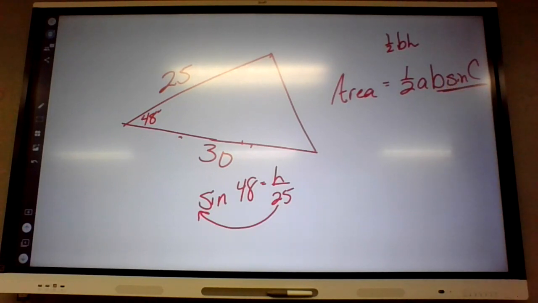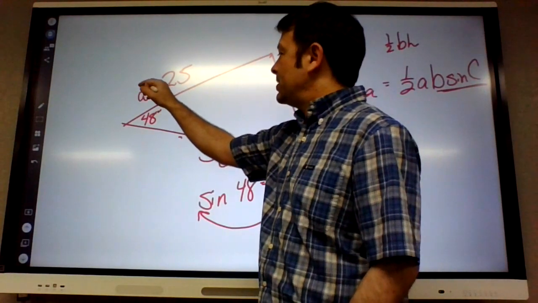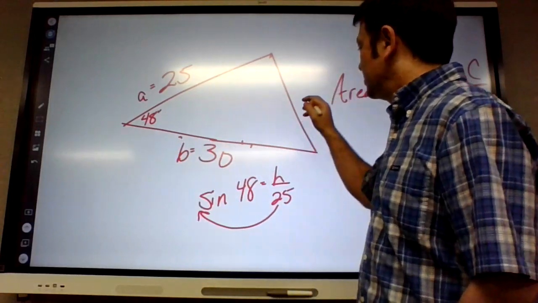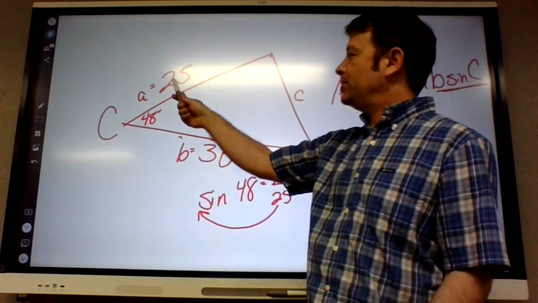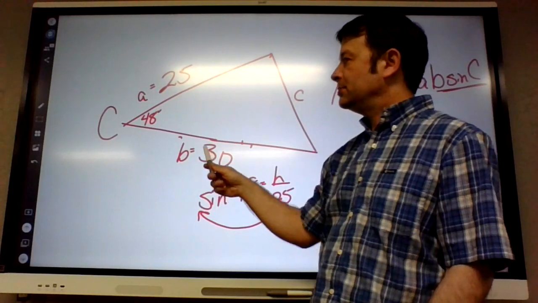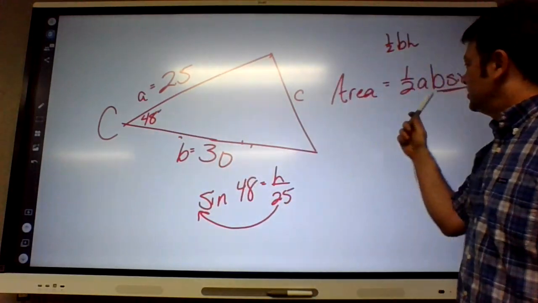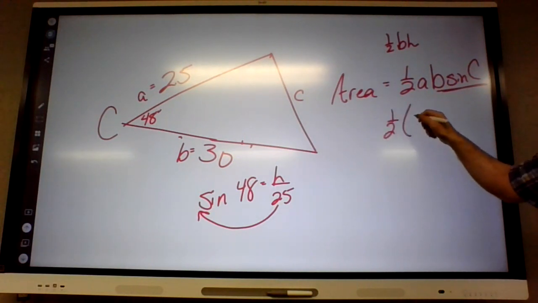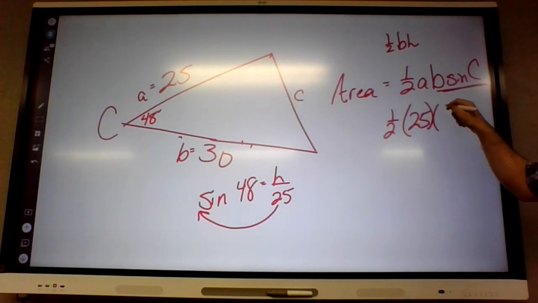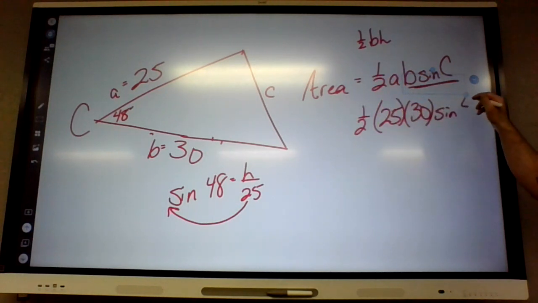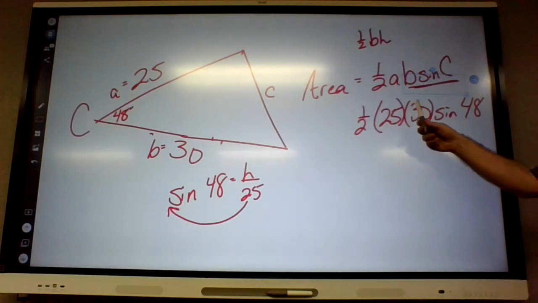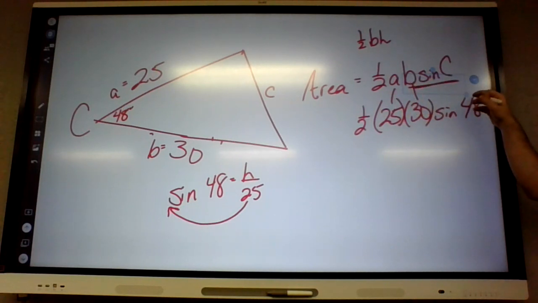So what do I mean by A, B, and C? Lowercase a, lowercase b, those would be like sides of a triangle. So this would be side C, so that means this would be angle C. So this works when you know side, angle, side on a triangle. If you know side, angle, side, you plug it in this formula. So if we were actually doing this, what we would plug in is 1/2 times 25 times 30 times sine of 48 degrees. Okay, so this is a side, and sine of the angle. All right, that's how it works. That is the basic thing.